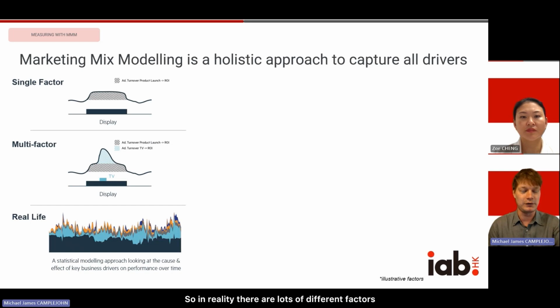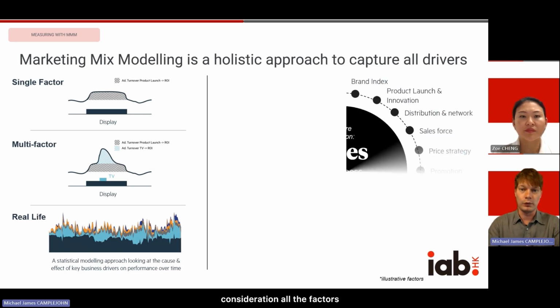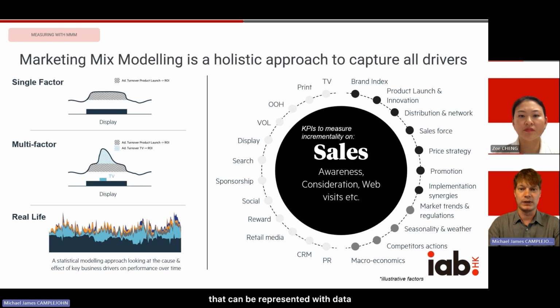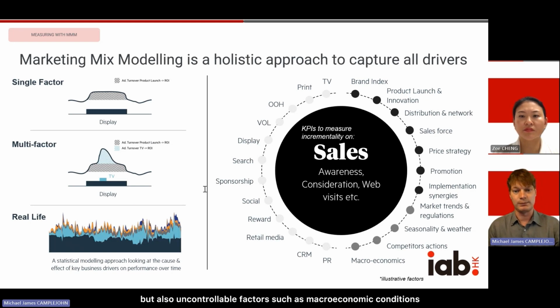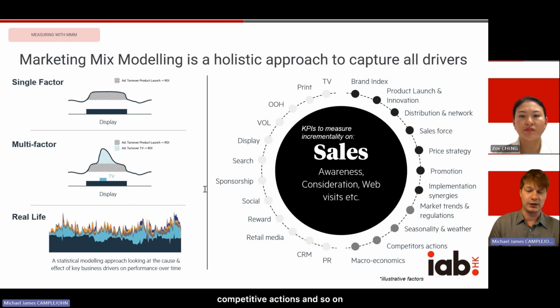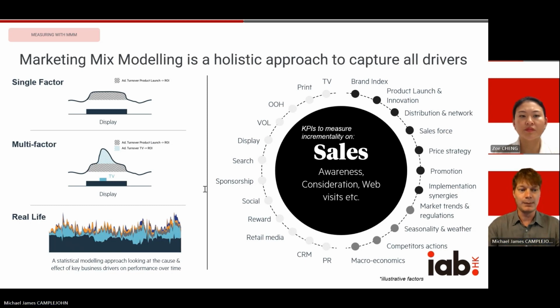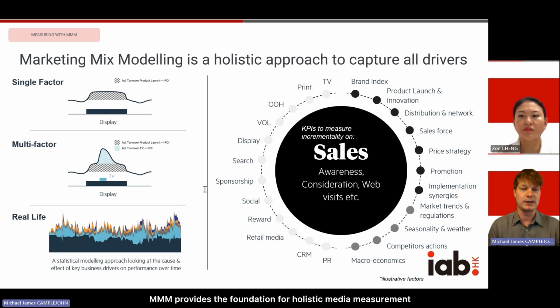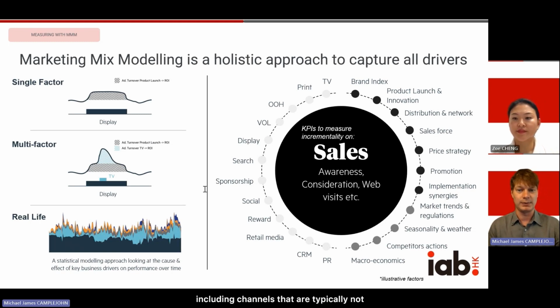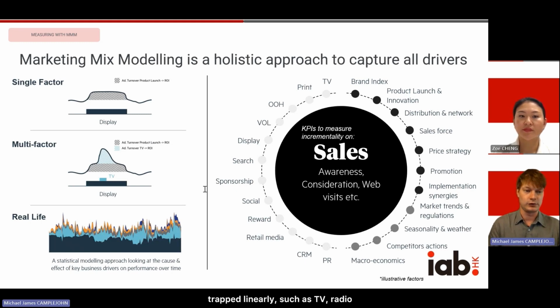In reality, there are lots of different factors that are influencing customer behavior. So this analysis tries to take into consideration all the factors that can be represented with data. These factors include controllable factors such as your media and your marketing, but also uncontrollable factors such as macroeconomic conditions, competitor actions, and so on. And by tying all of these elements together, MMM provides the foundation for holistic media measurement, including channels that are typically not tracked digitally, such as TV, radio, and out of home.